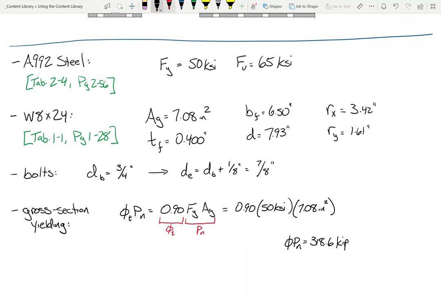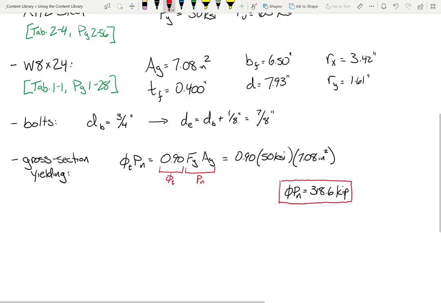And what I'm going to do is I'm going to sort of highlight this. And we're going to say here, gross section yielding. So in other words, if I apply load, if I take this tension member and I yank on it, I reach its limit according to gross section yielding when the load reaches this value, okay? So that is a capacity according to this limit state, okay?